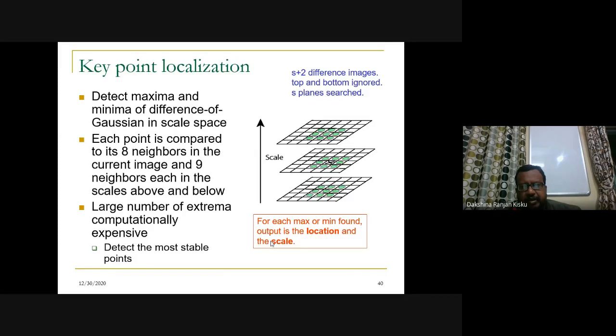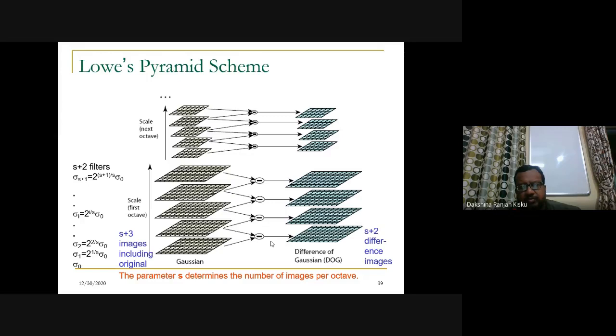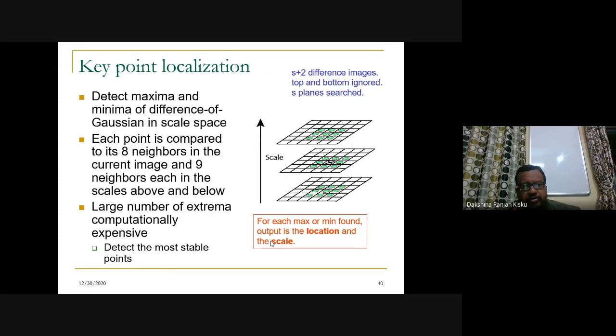After getting the difference of Gaussian, from it we will detect the extrema points, or the stable interest points. As I discussed, these extrema may be local maxima or local minima, and they are determined from the difference of Gaussian, which I have already explained. Here each point is compared with its eight neighbors in the current difference of Gaussian scale, and nine neighbors each in the scales above and below.